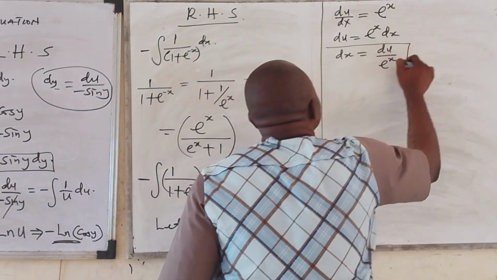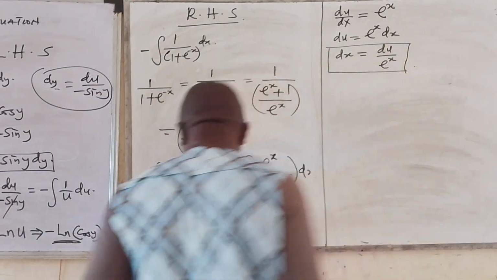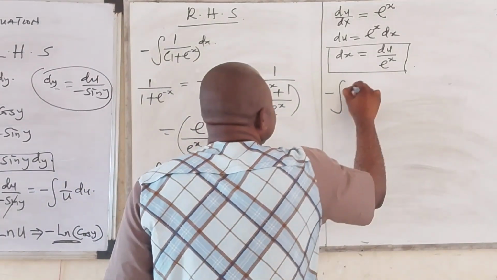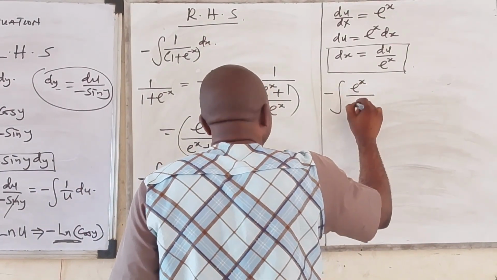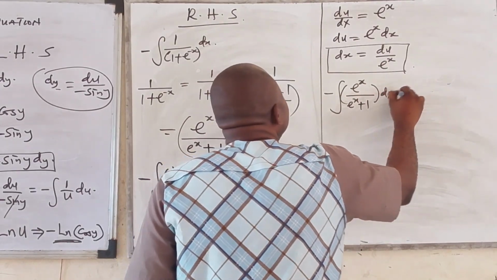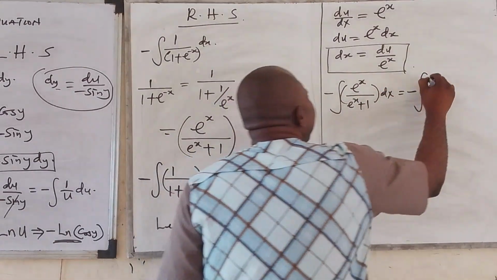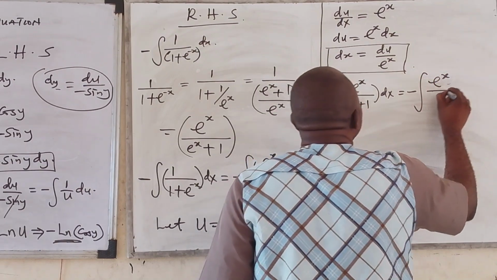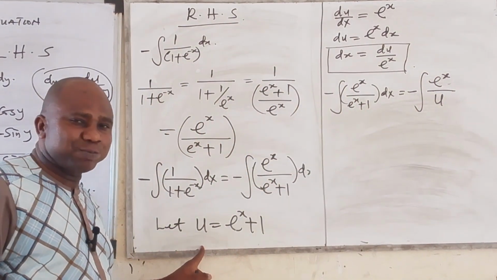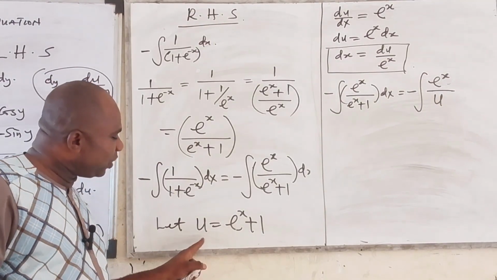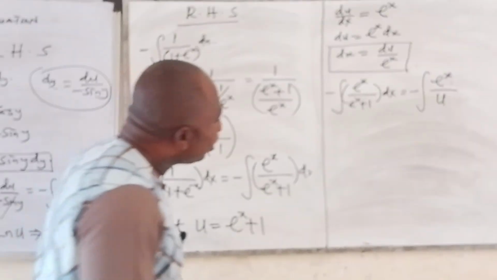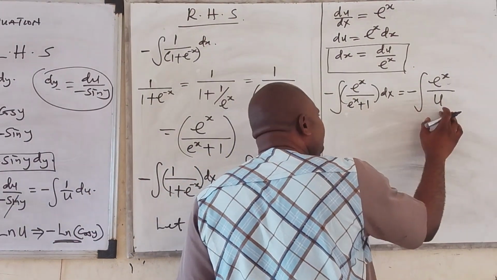Now let's look at this. So it therefore means that in this case here, minus integral e power x all over e power x plus 1 dx will be equal to minus integral e power x all over u, because we said let u be equal to e power x plus 1. So we tie e power x plus 1 to u, which means this denominator here now will be u.